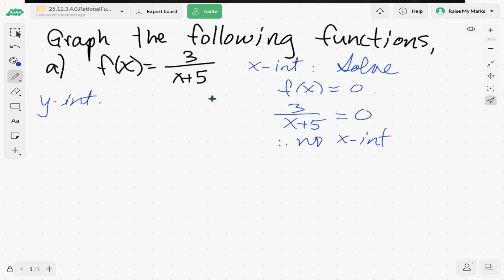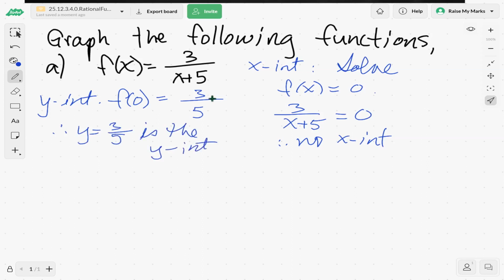Now let's look at the y-intercept. When does the y-intercept occur? The y-intercept occurs when x equals 0. So let's plug x equal to 0 into our function, and we get 3 over 5. So therefore, y equals 3 over 5 is the y-intercept.